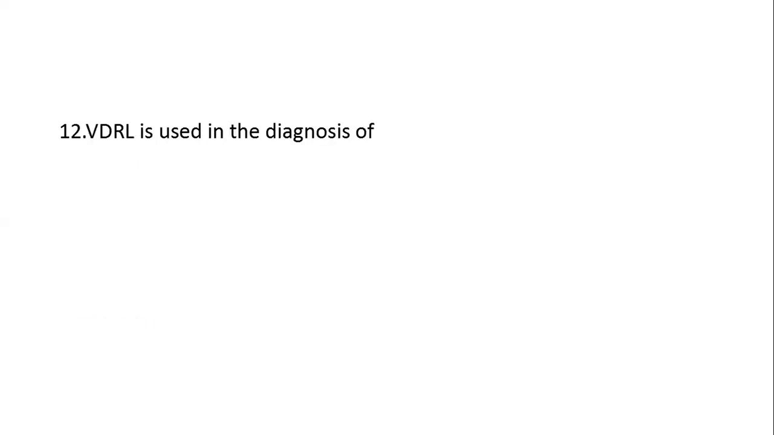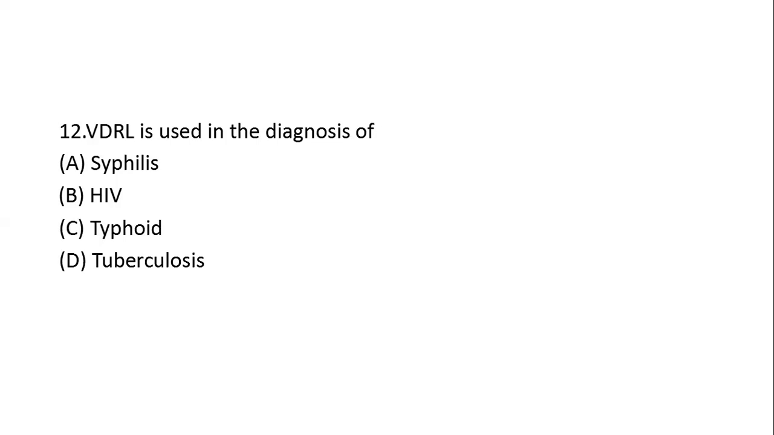Next question. VDRL test is used in the diagnosis of: option A, syphilis, option B, HIV, option C, typhoid, and option D, tuberculosis. The right answer is syphilis.